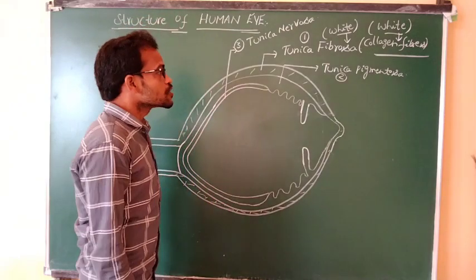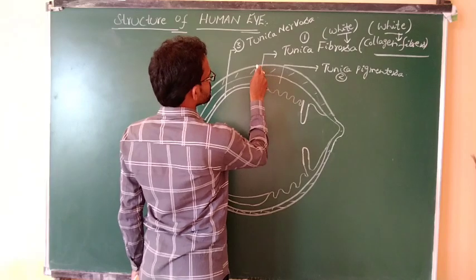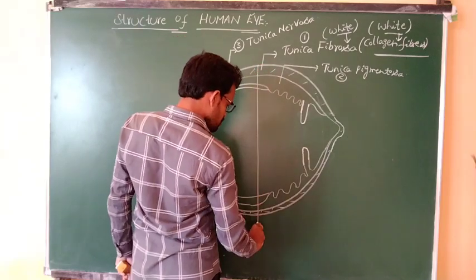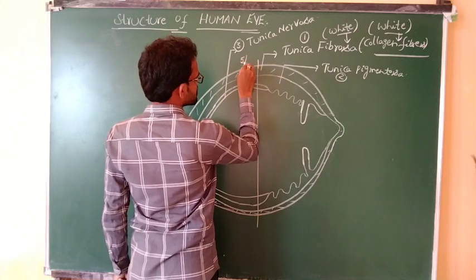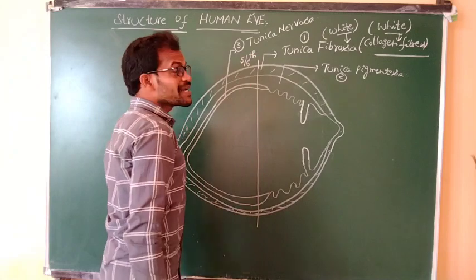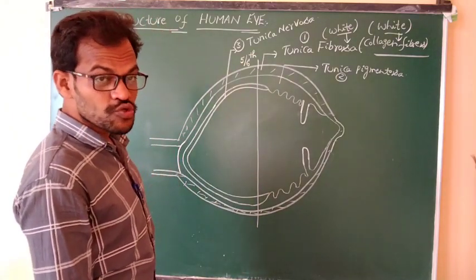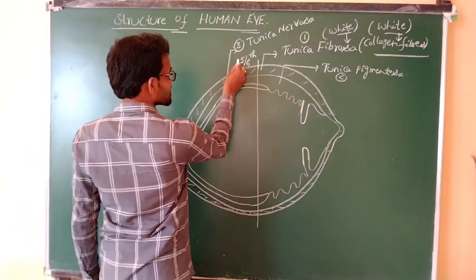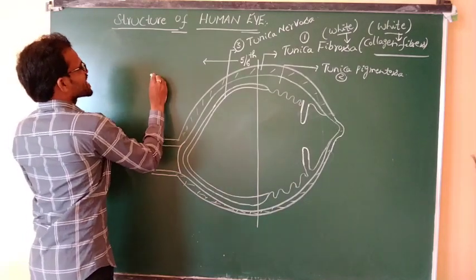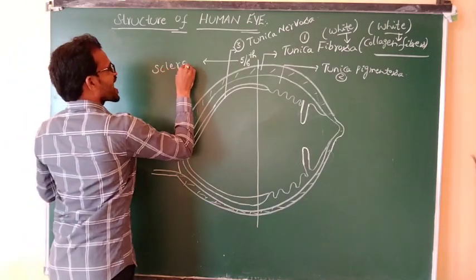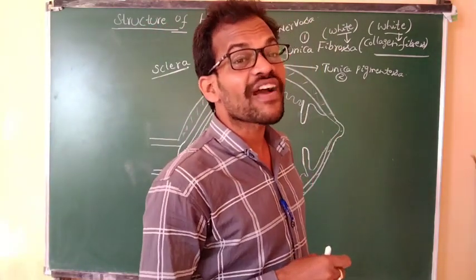Okay. Coming to the tunica fibrosa. The 5/6 part of the tunica fibrosa is known as the sclera. Sclera means the 5/6 part of the tunica fibrosa.